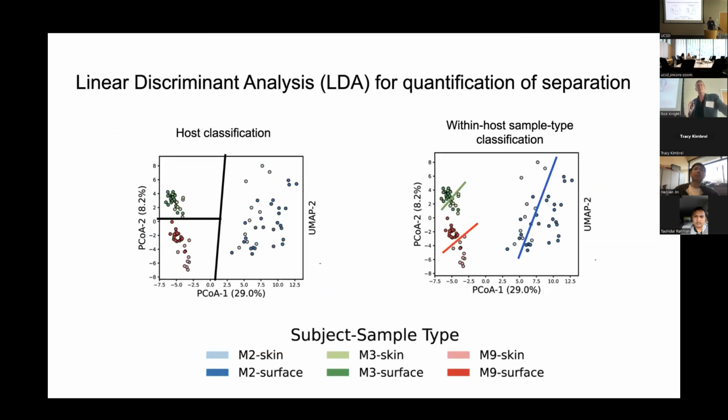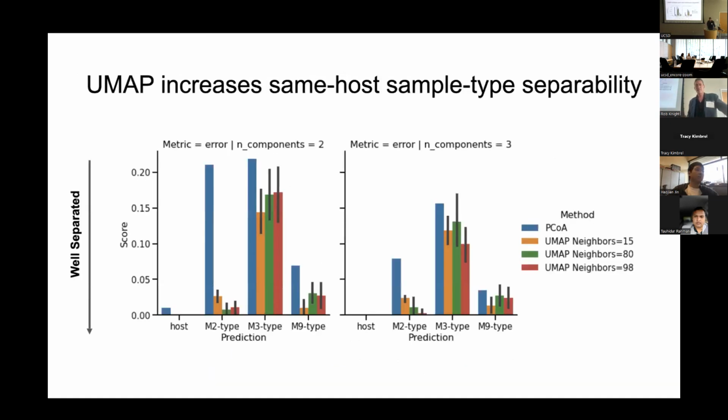Then George introduced this idea of using LDA to quantify the separation between hosts, which worked very well. So basically, the idea is that if you have good separation, you should be able to use LDA to fit linear models that separate them more or less nicely, depending on the clustering. And so we're looking both at the ability to separate the hosts from one another, which is an easy task, and the ability to separate samples within each host from the fingertips versus the keys, which is a much harder classification task. And so what we saw here was that relative to PCoA, UMAP was very good for increasing the same host sample type separation.